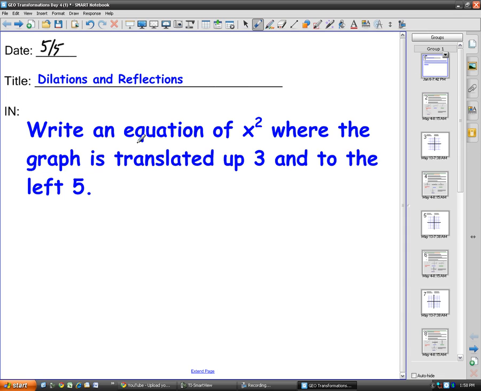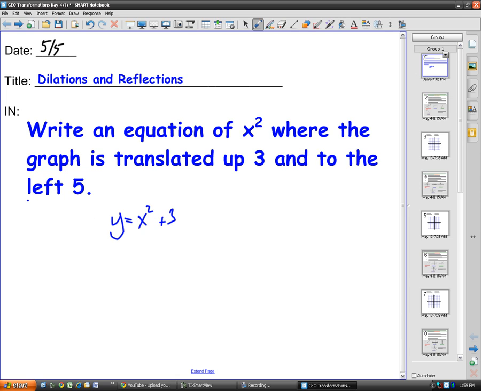What we are going to do is write an equation of x squared where the graph is translated up 3 units and to the left 5. So we'll start out by saying y equals x squared. That would be our parent function. If I'm going to move it up 3 units, we have to remember, is this inside or outside the function? If it's outside the function, it's up or down. And how do we make it move up? Well, that is plus 3. So that's if just the graph was translated 3 up.